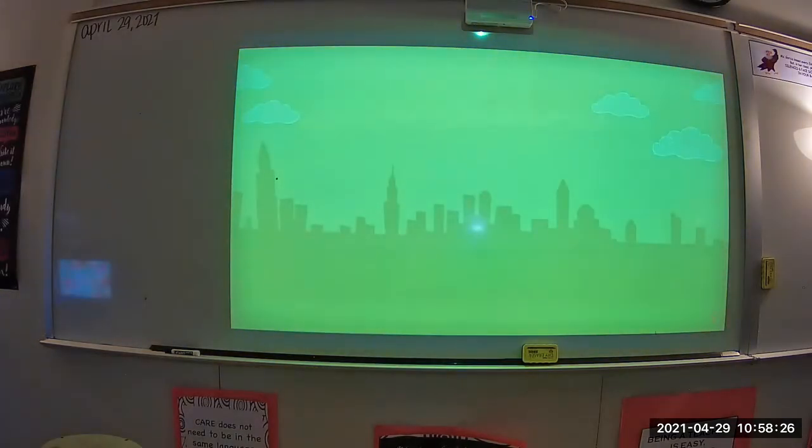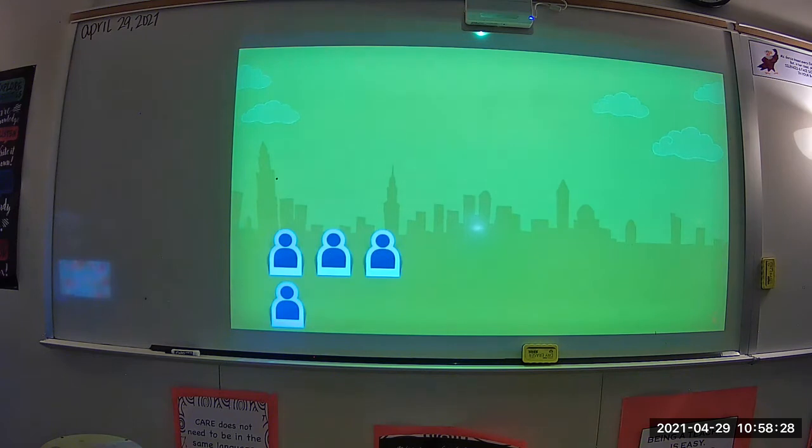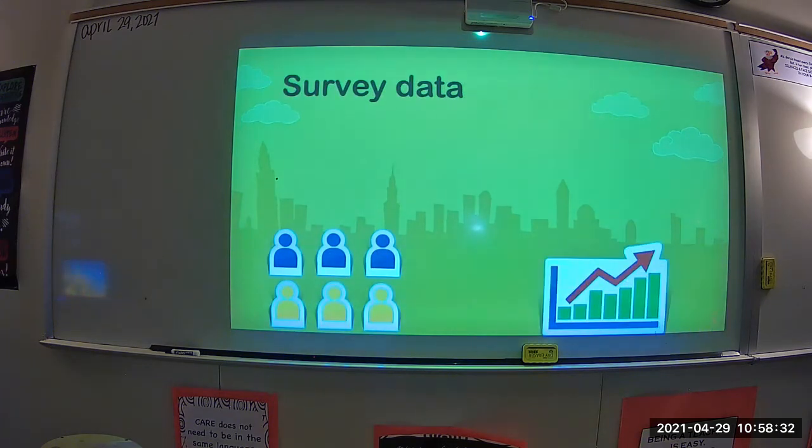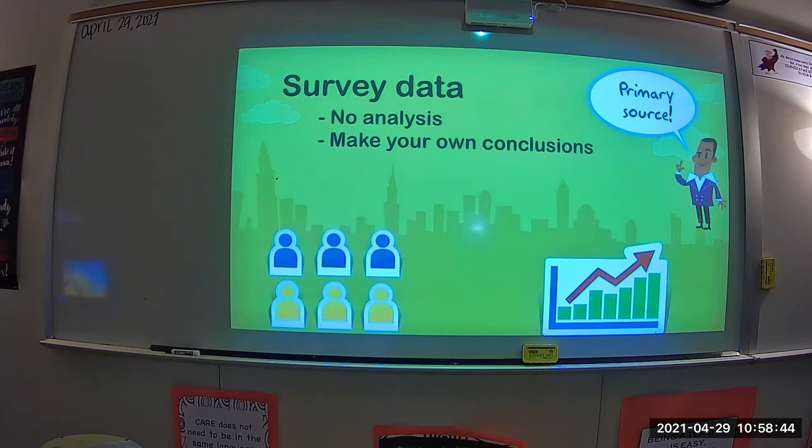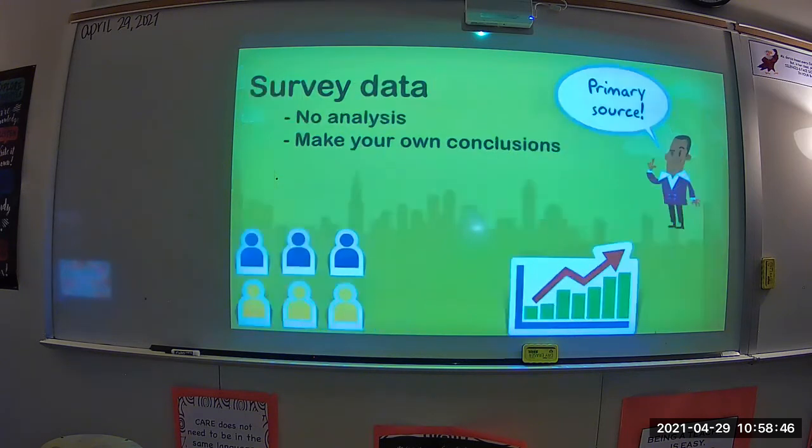For example, if you're writing a history paper about how the diversity of the city shifted during a certain time period, you could use data from the US Census Bureau to compare populations across the decades. This type of information would be considered a primary source, as it's data that's simply been collected and compiled. There is no analysis. That's what you'll be doing in the paper.